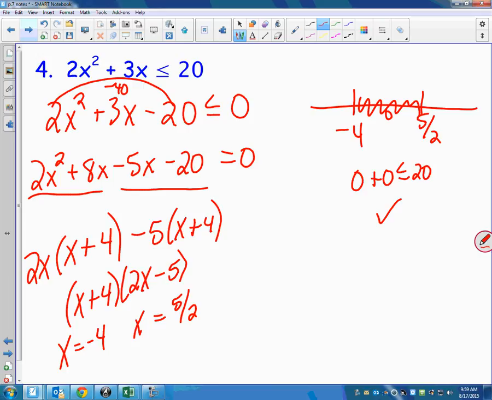But yes, if you notice the last one was less than, and it was and, and this one's less than, it's and. It's true, as long as the x's are over here and the numbers are over here, and as long as x squared is positive. But yes, that is true. So this one's equal to, right? So this would be bracket negative 4 to 5 halves.